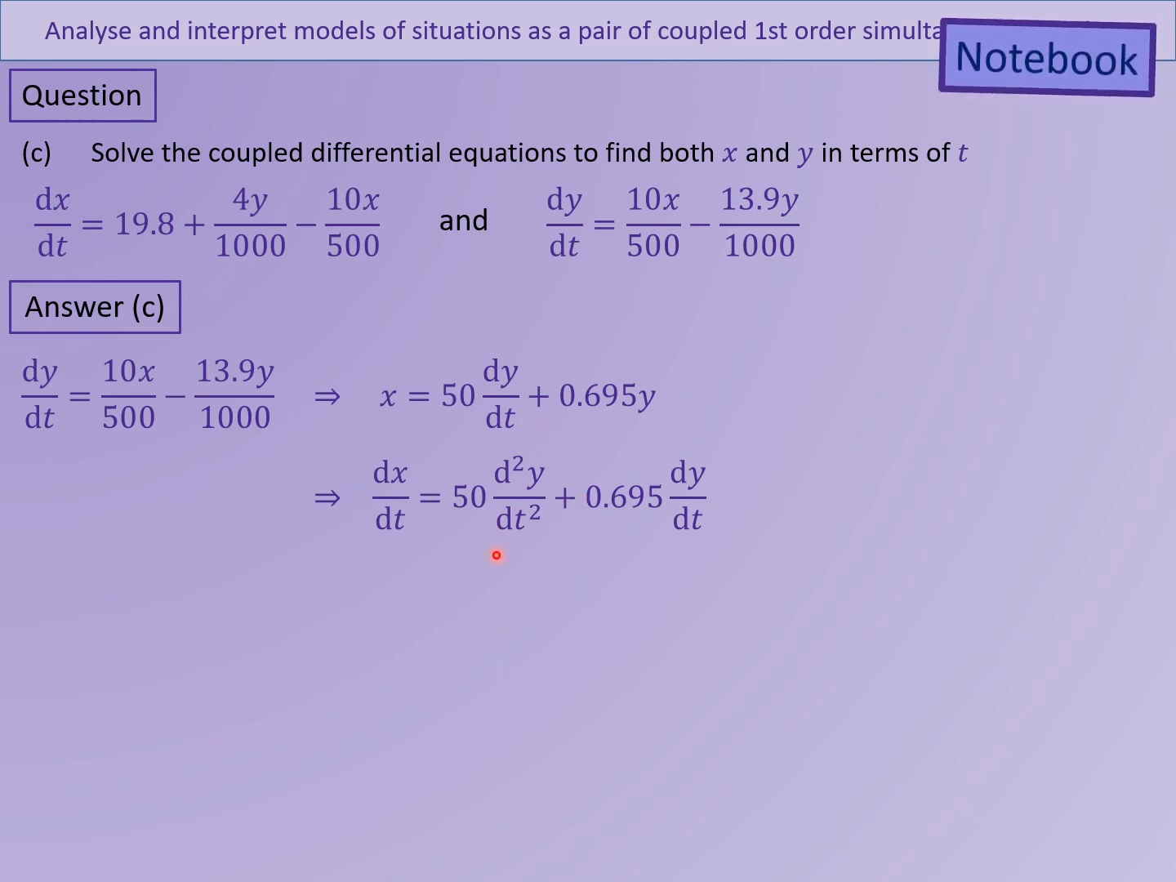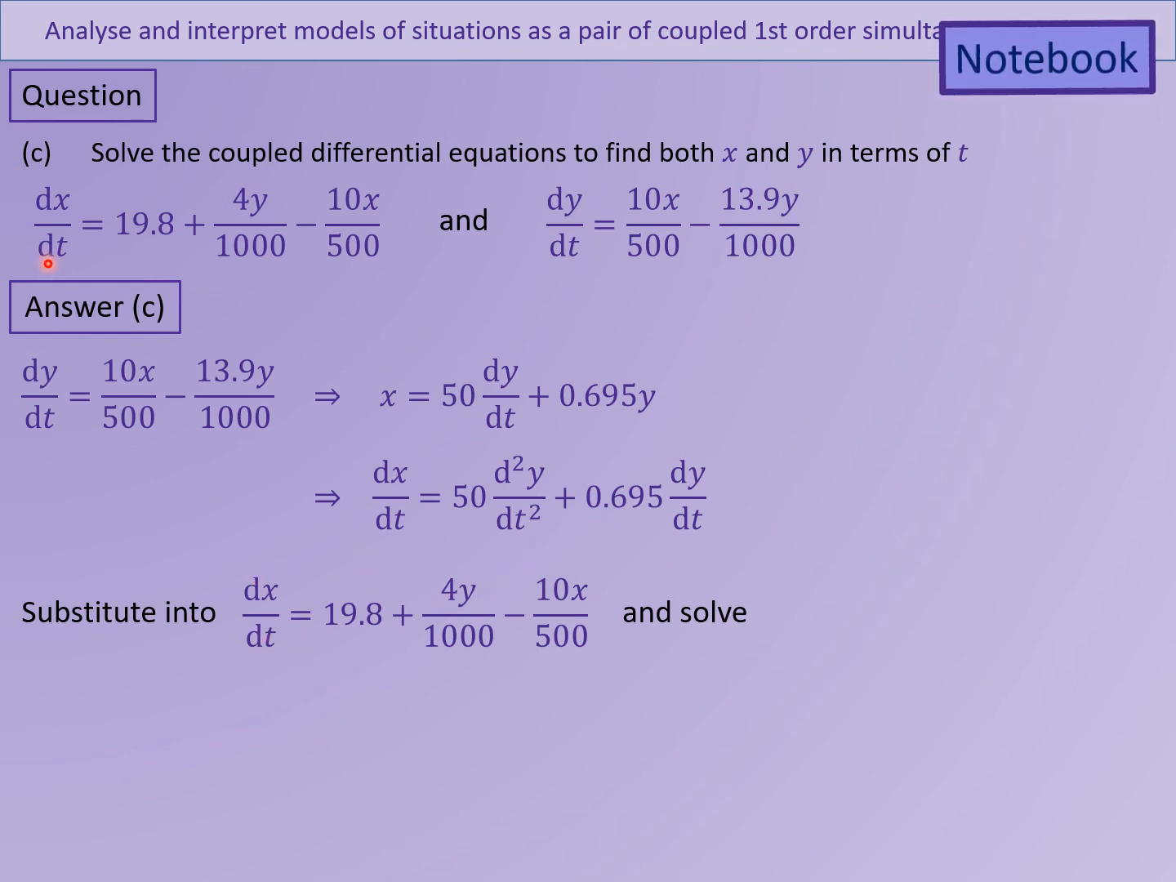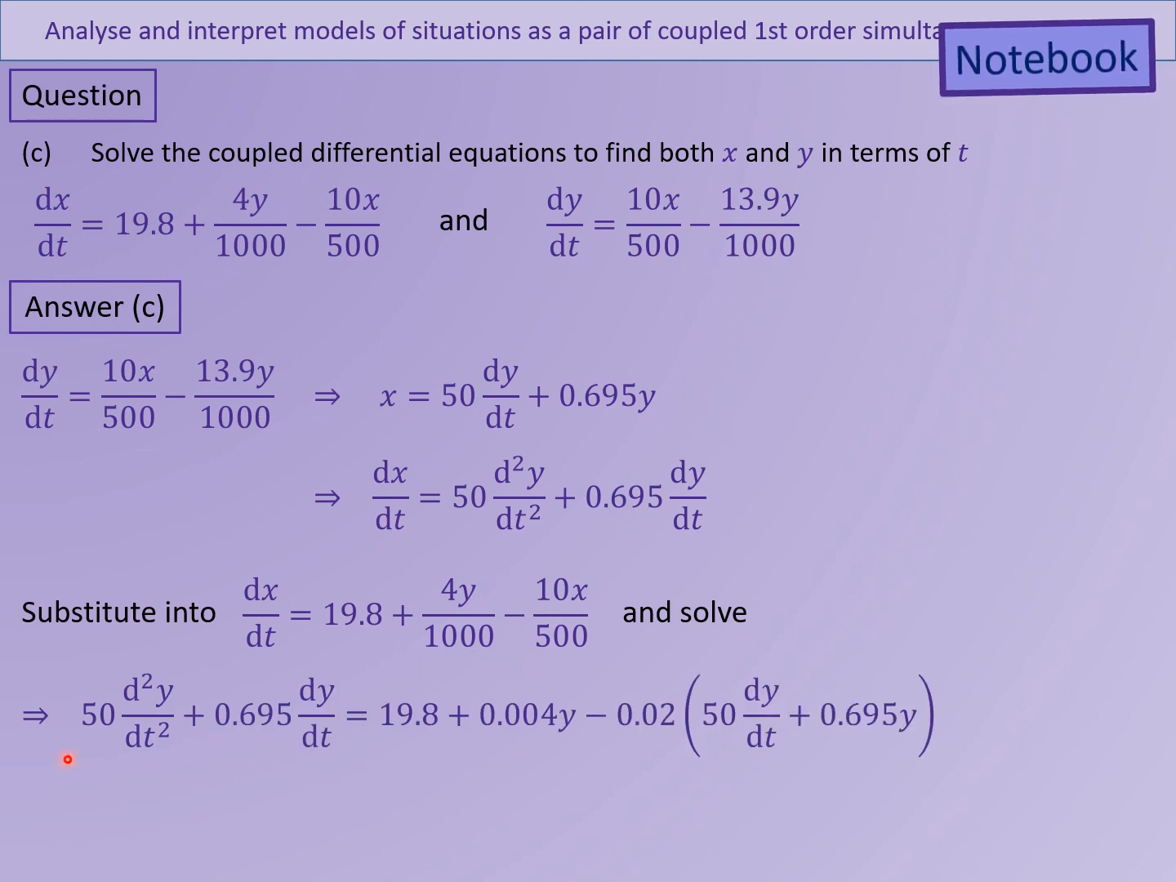Once I've got this result, I can now substitute both of these into the first equation. So I've got my dx over dt equals 19 plus and so on. I'm going to substitute the x into there, and I'm going to substitute dx over dt into there, and end up with this equation like this. I've just got that for the dx over dt, and 0.2, which is the 10 over 500, lots of my x value. So there we go.